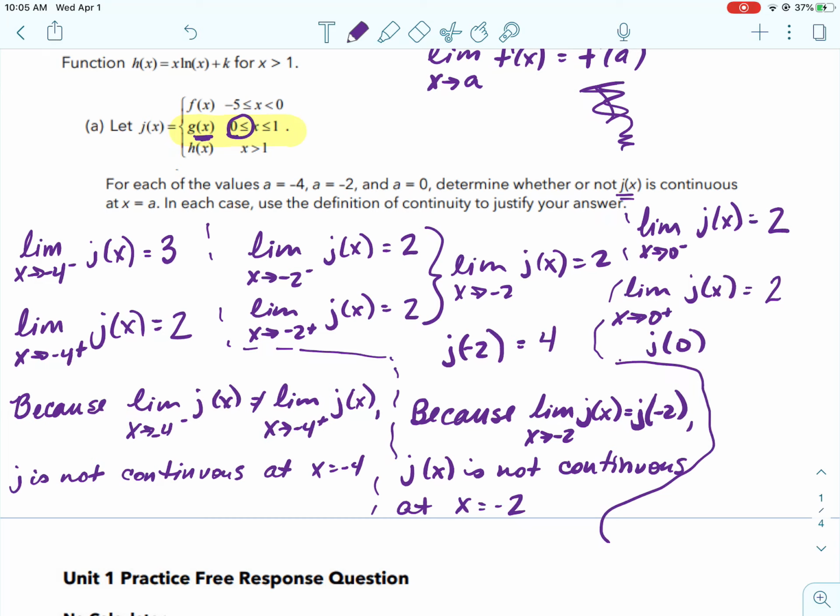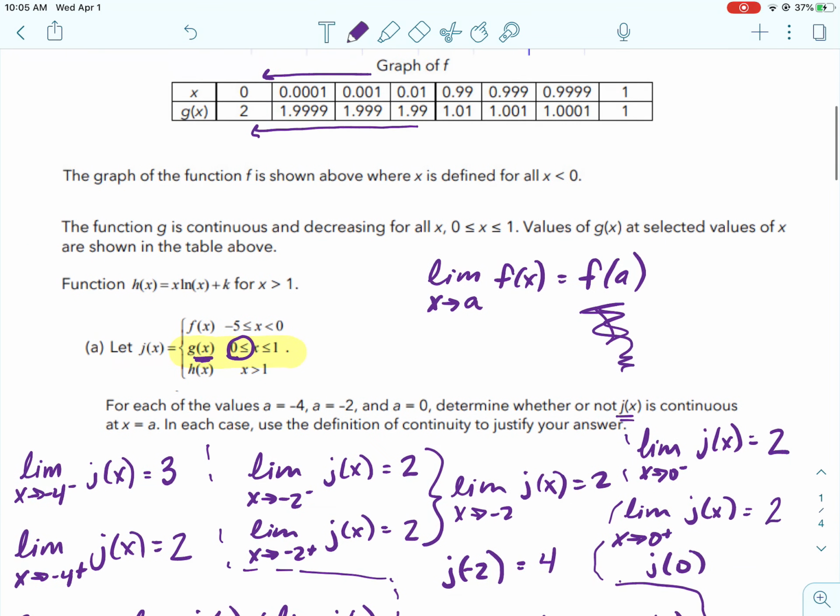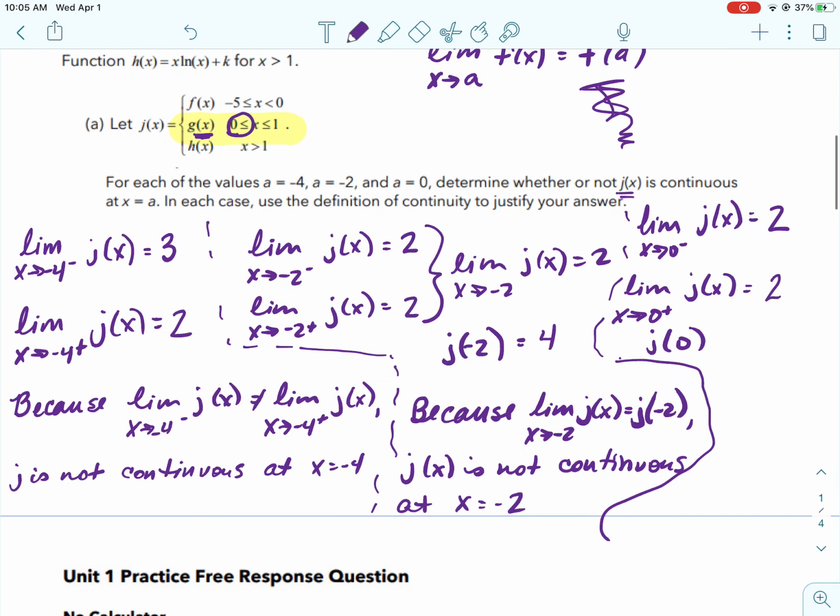All right, and then one more thing we need to do is find j of 0. Now when x equals 0, we use g. And if we go to the table, g of 0 is 2. All right, this is what we want to see if something is continuous.